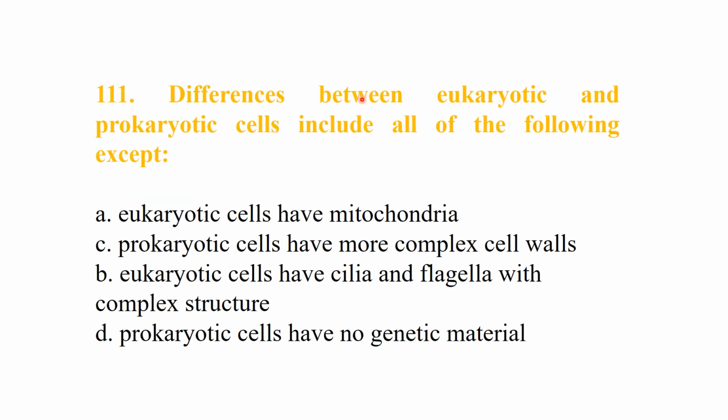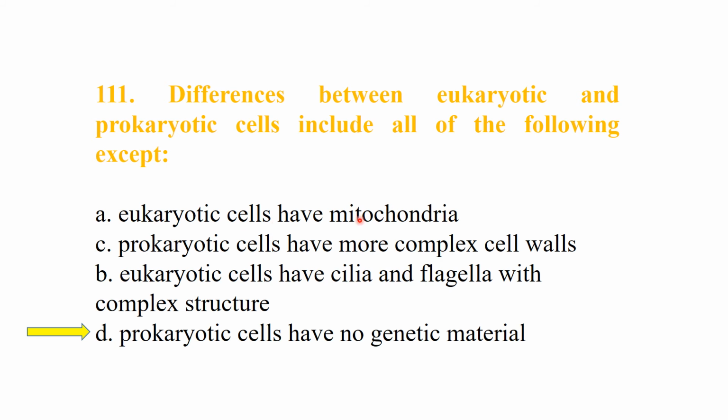Differences between eukaryotic and prokaryotic cells include all of the following except, which is not a difference between the prokaryote and eukaryote. Prokaryotic cells have no genetic material. Prokaryotic cells must have genetic material. There is no organism, no cell in the world that can survive without genetic material. So this is not a good difference between prokaryotic and eukaryotic organisms. All others are differences.